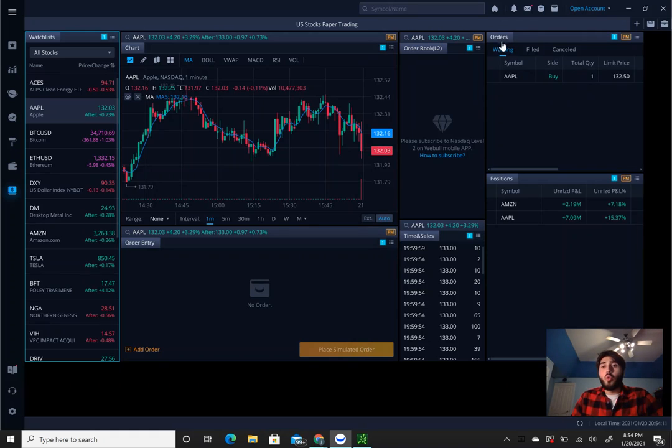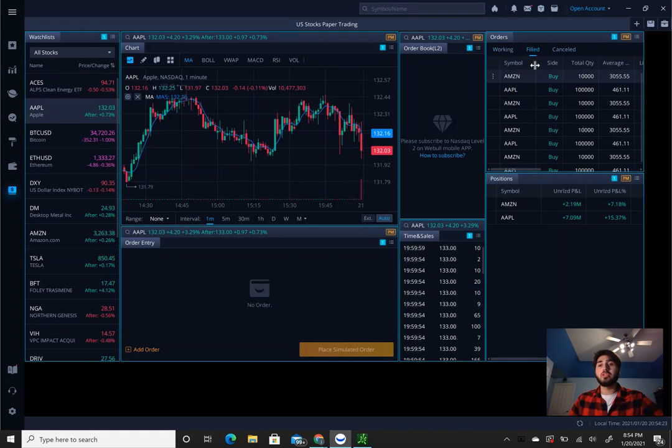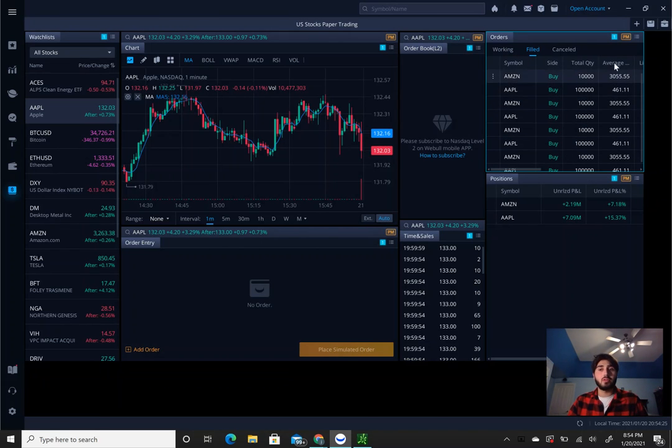Now, orders, working orders. I actually already filled a working order just to show how it would look, but this is basically a working order, and I will discuss how I got here in a tiny bit. Filled orders is everything that was already filled. I bought, this is a paper trade. Once again, they gave me like $1 million of fake money, which I messed around with. So this is everything that was already filled and canceled.